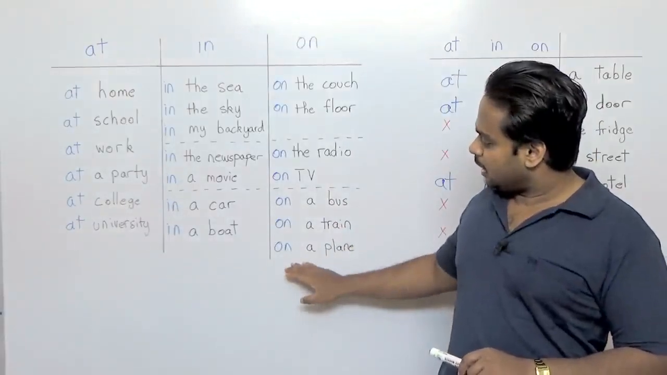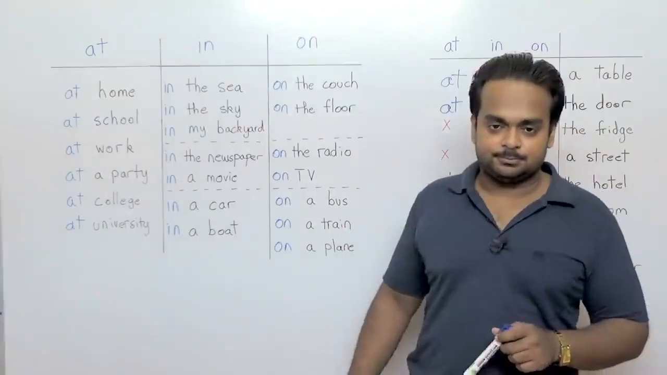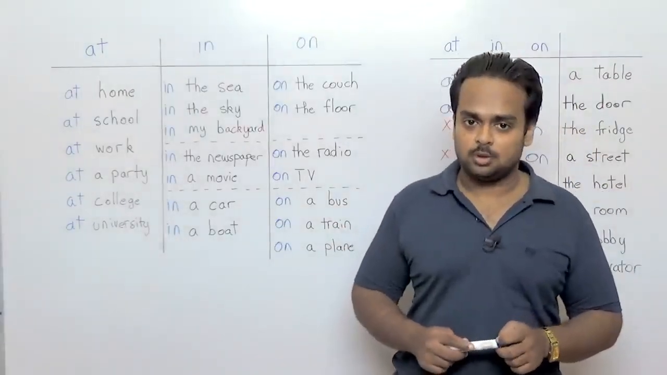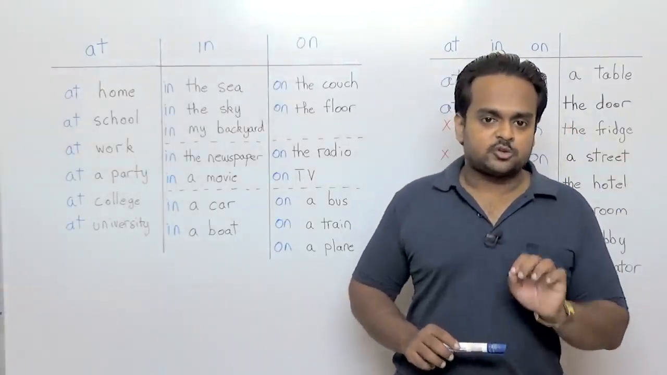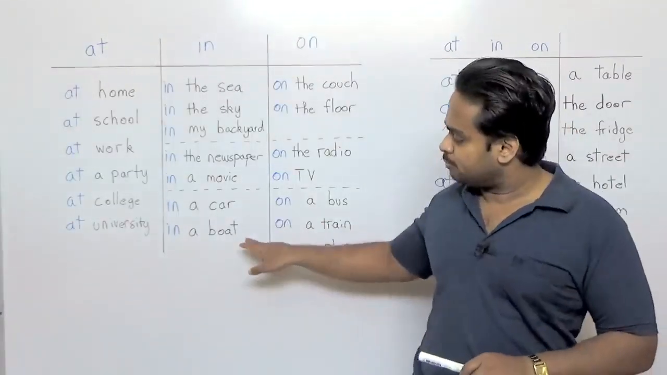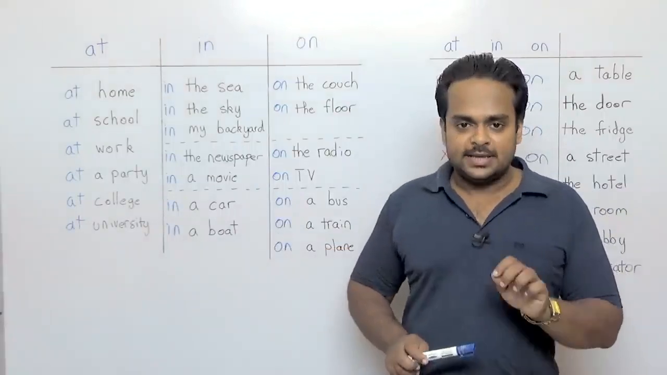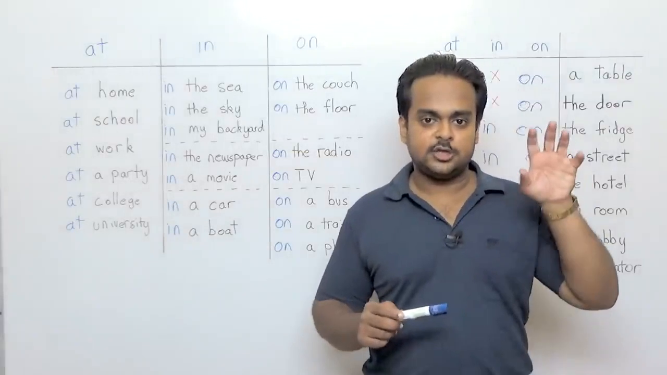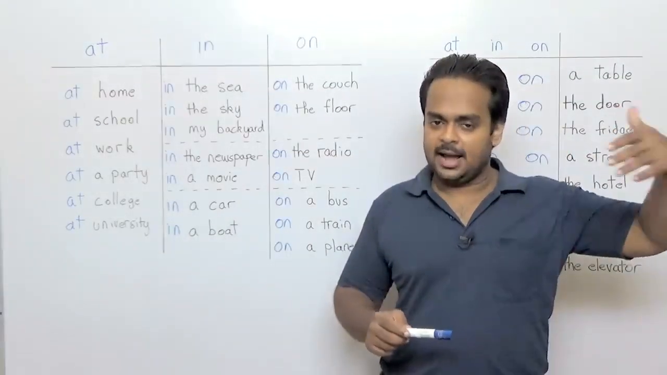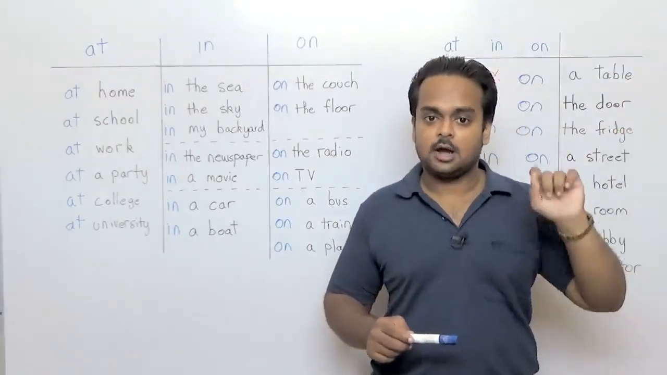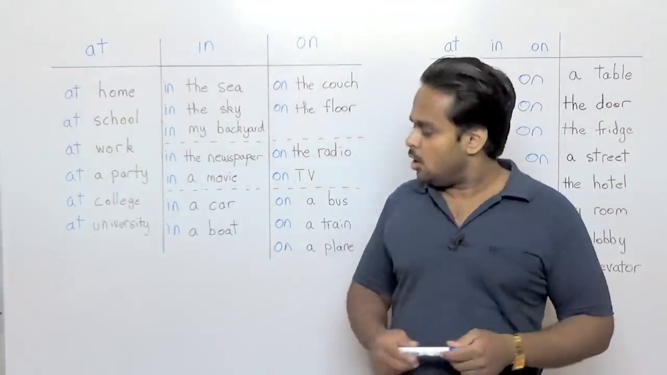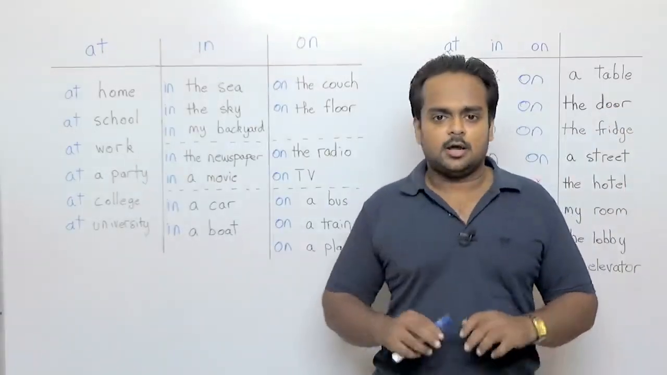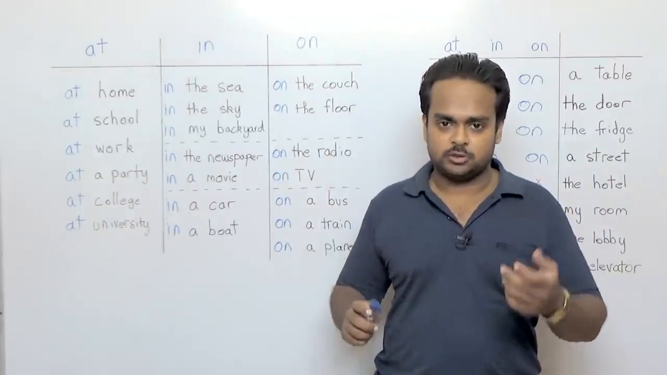Okay, finally, let's talk about vehicles. Again, there is a rule. If you're talking about small vehicles like cars or boats, then you will use in. For example, the bank robbers got into a car or in a car and escaped. Okay, so they got in a car and escaped. Or me and my family had an amazing ride in a boat.